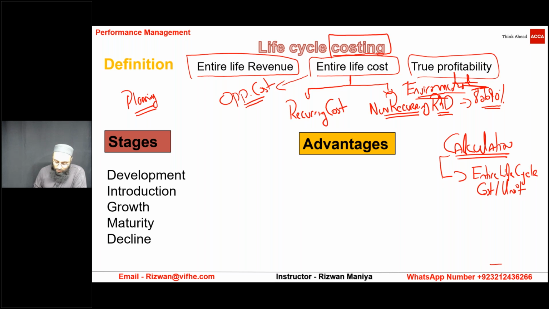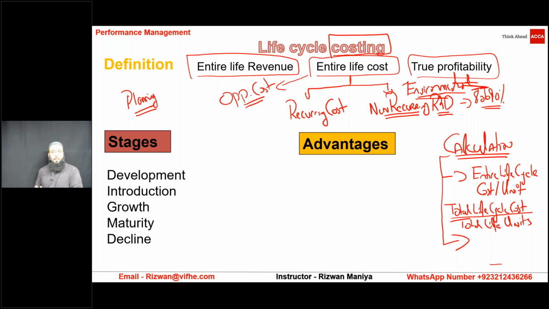Okay. Now, if you work out entire life cycle cost per unit, what will you do exactly? It's very simple. I'm just telling you the formula for that. If the question requires you to work out entire life cycle cost per unit, you have to first work out the total life cycle cost, and you will divide that with total life units.